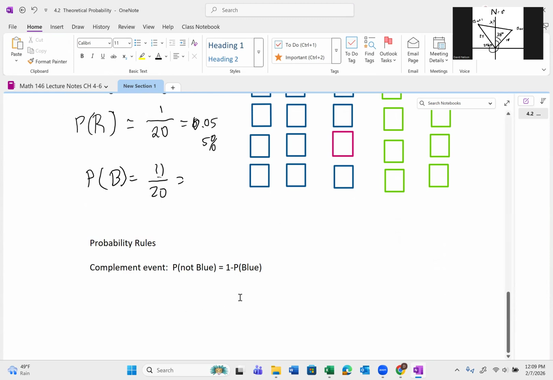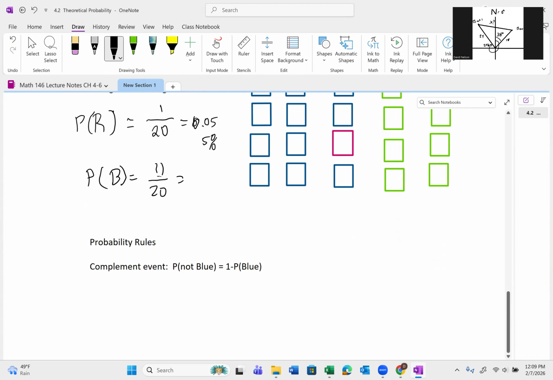So the probability that I don't get blue would be, back to my pen here, 1 minus 11 out of 20, or it would be 9 out of 20. The probability that I don't get a blue one is 9 out of 20. So that's the probability of a complementary event. If you're looking at the success of A, the probability that A doesn't happen is 1 minus the probability of A.